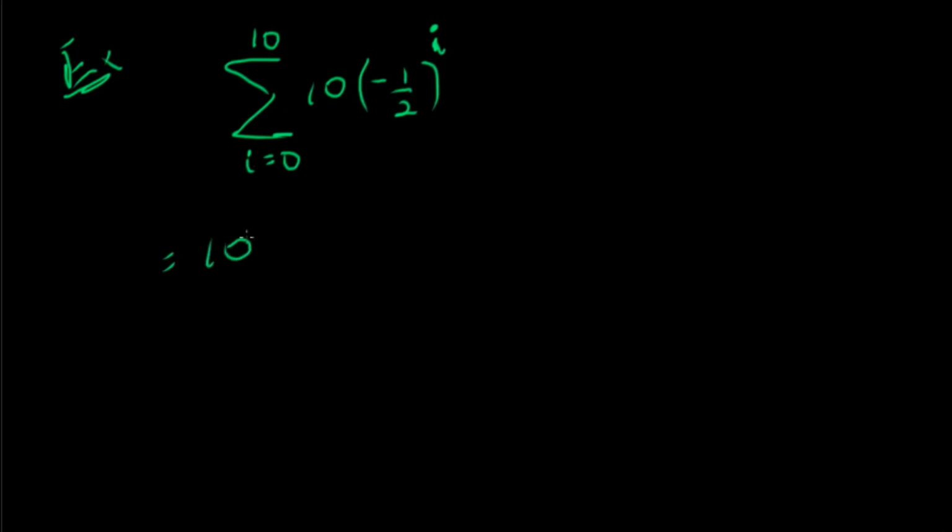Let's just figure out what this is. We have 10, because I plug in 0, I get 10 times -1/2 to the 0, which is 10. The next term is plug in 1, that's -1/2 times 10, so minus 10 times 1/2. The next term is a plus 10 times 1/4, and so on and so forth. The next term is a minus. We're going to have 11 terms here: 0 to 10, 11 terms.